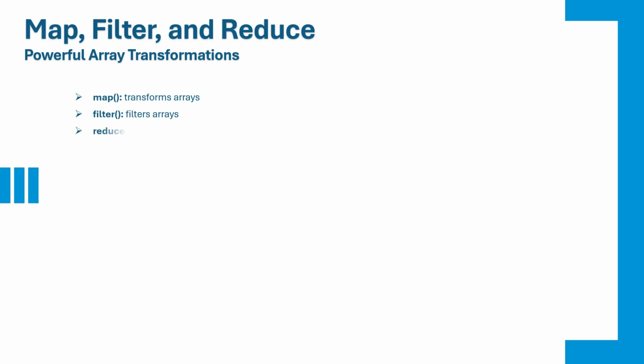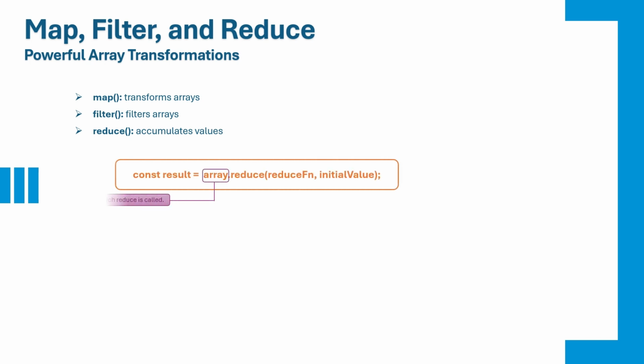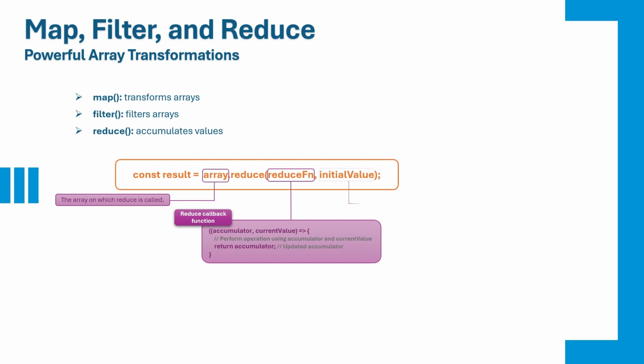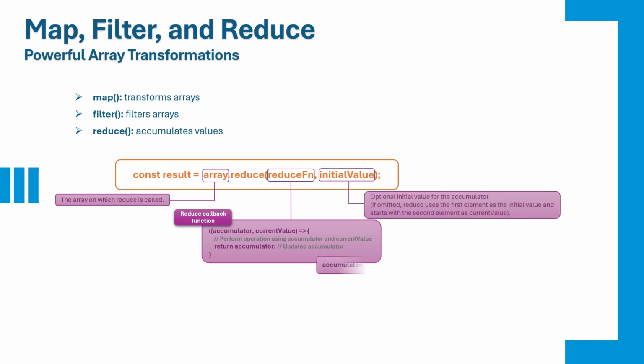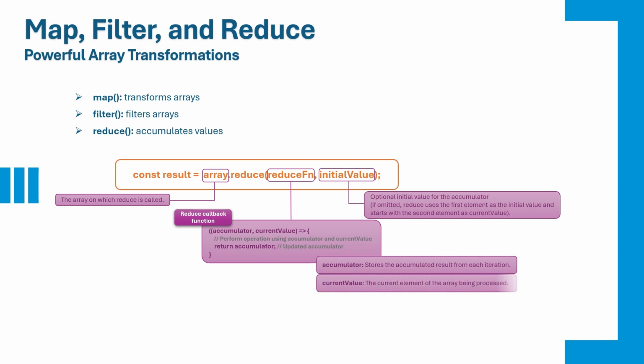Now let's explore reduce, which is the most powerful of these methods. Reduce allows us to take an array and reduce it down to a single accumulated result, like a sum, product, or even a complex object. Reduce takes two parameters, a callback function and an initial value. The callback function itself takes two arguments, the accumulator, which holds the result of each iteration, and the current element being processed.